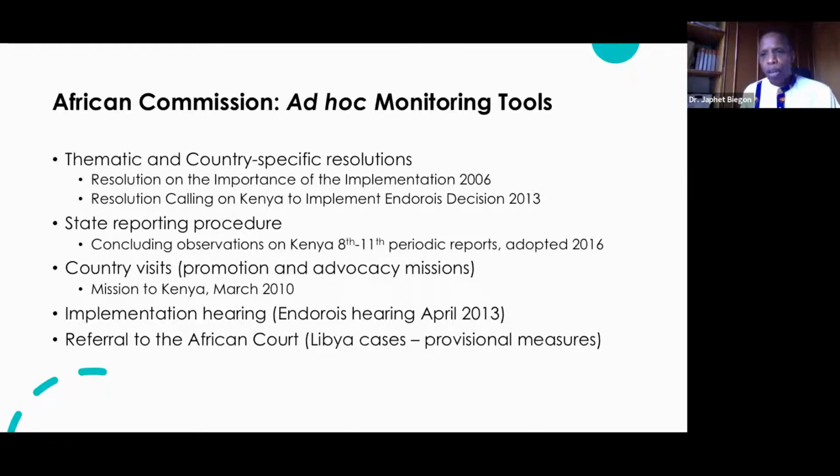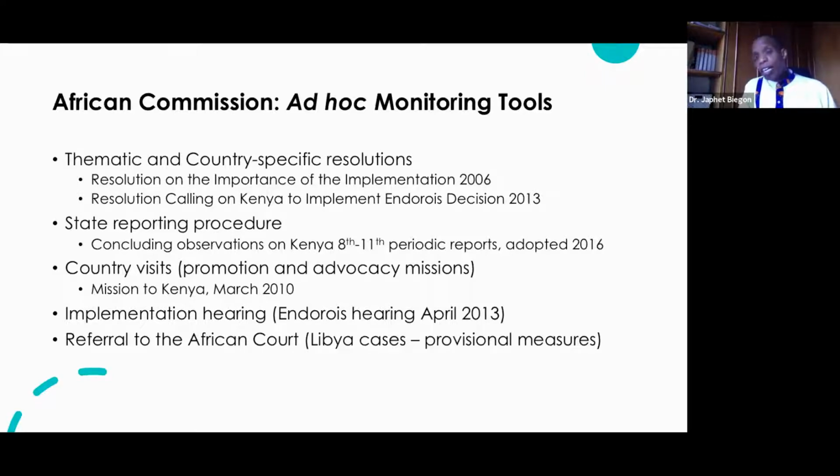Then there was also another reference to a decision in another resolution that concerned Cameroon. But perhaps the most country-specific resolution that touches the heart of implementation is the 2013 resolution calling on Kenya to implement the Endorois decision. This is the one country-specific resolution where we see the Commission coming out very clearly with a resolution that focuses on implementation of a specific decision by a specific country.